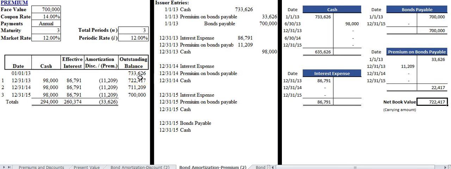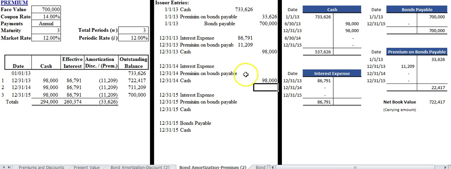Notice now how the premium goes down, and so the net carrying value goes down, and as you can see here, it's going to go down to $700,000. Just as in the discount, it goes up to $700,000. In the premium, it goes down to $700,000. So it'll either go up or down to the face value of the bond, depending on whether it's a discount or a premium, okay?